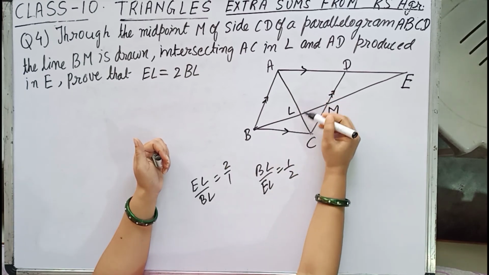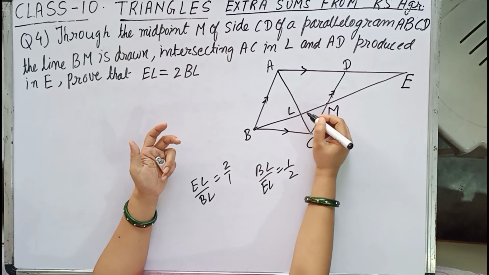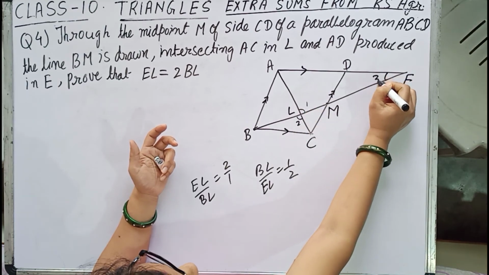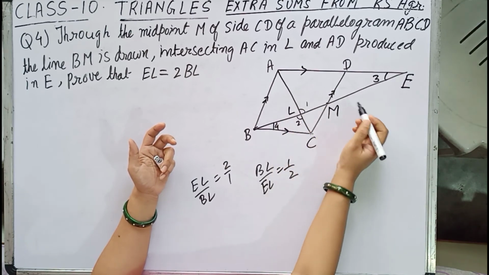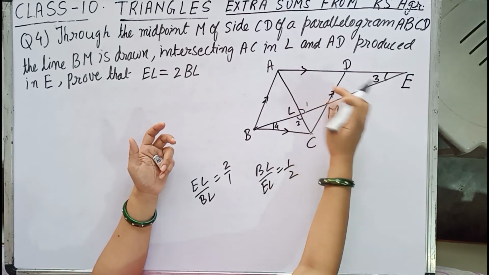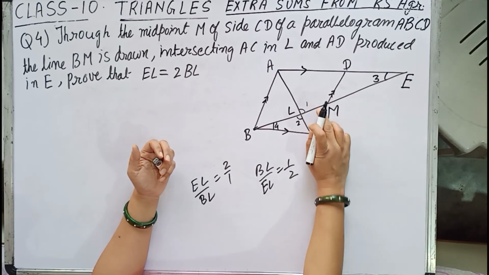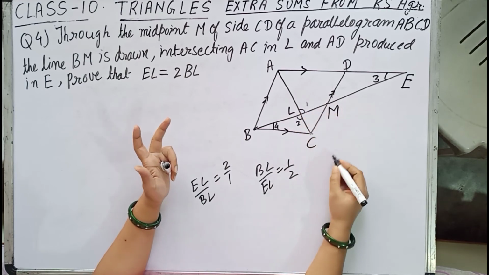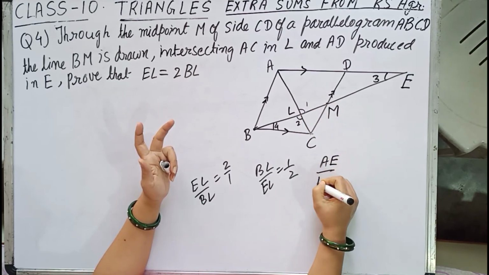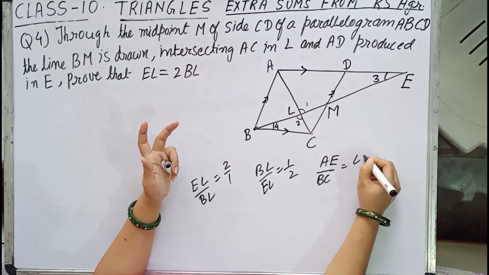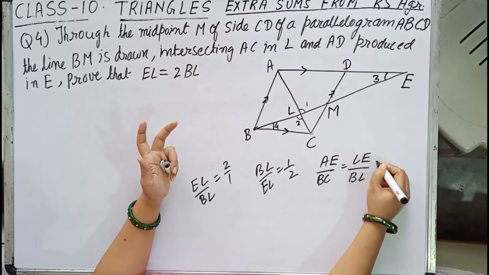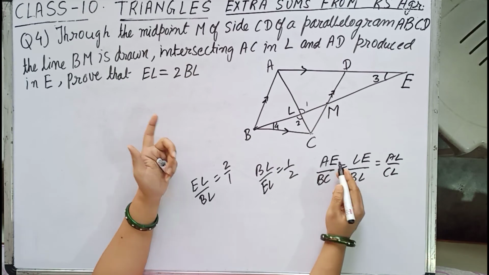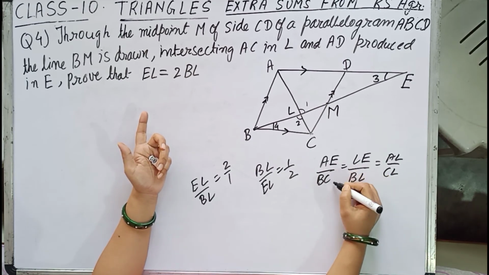Now, these two triangles I want to make similar. They will obviously be similar, because angle 1 equals angle 2, and angle 3 equals angle 4, because of alternate angles. It is a parallelogram, so these two lines are parallel. If these two triangles are similar, the sides will be in proportion. Then we can write AE by BC equals LE by BL equals AL by CL.